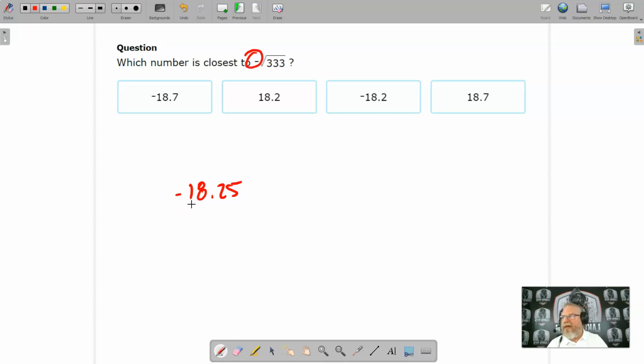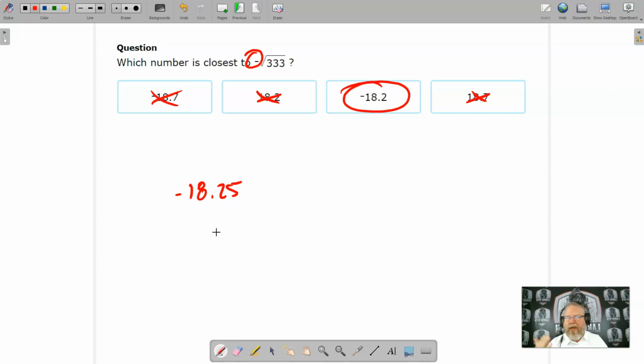So what's closest to negative 18.25? Don't let this fool you, that's a positive number, and this is a positive number. We're just considering the negatives, and indeed, negative 18.2 is closer to negative 18.25 than negative 18.7.